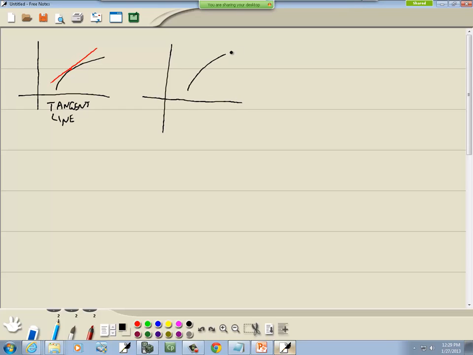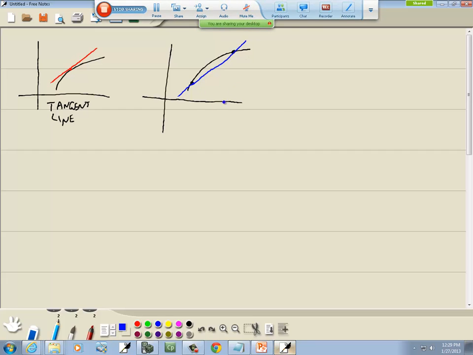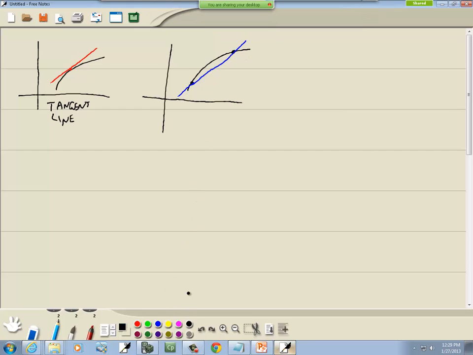Now if I have another graph that intersects in two places, two or more actually, because your graph could go back, do a little curly loop where it curls back around. But if it intersects in two places, then this is referred to as a secant line.